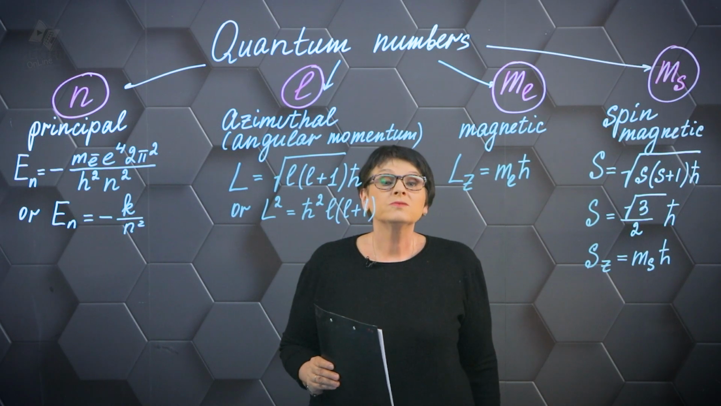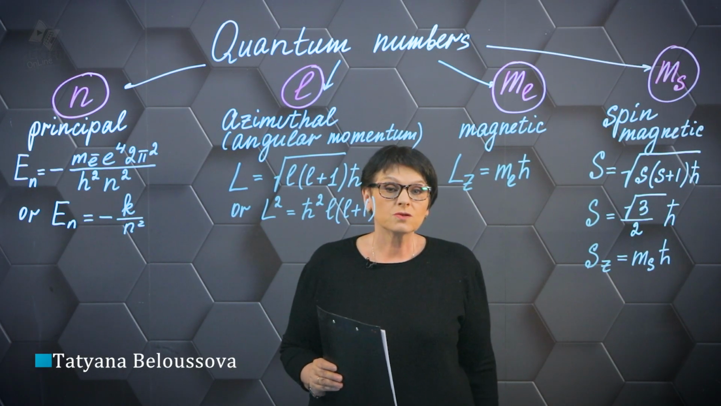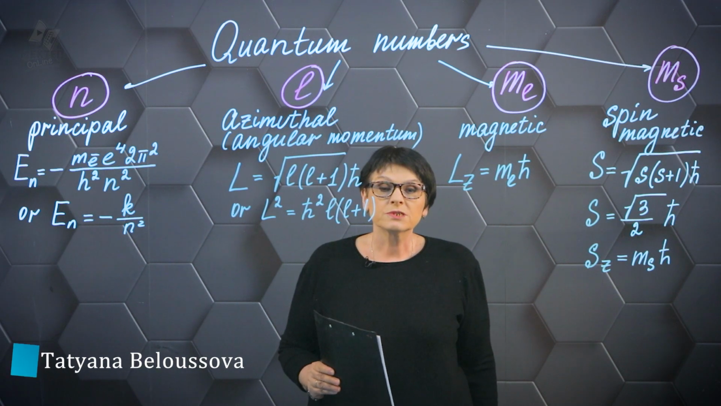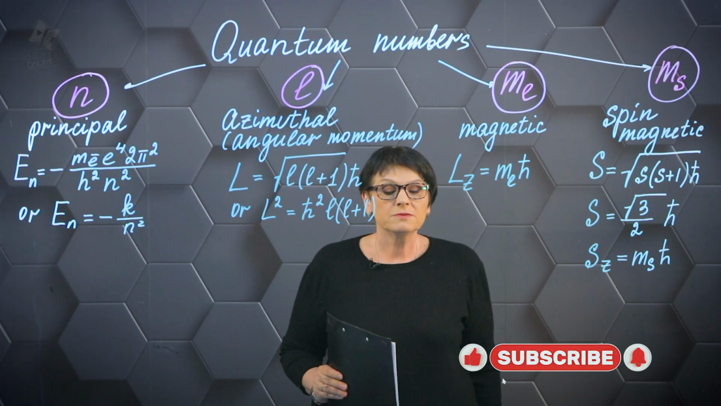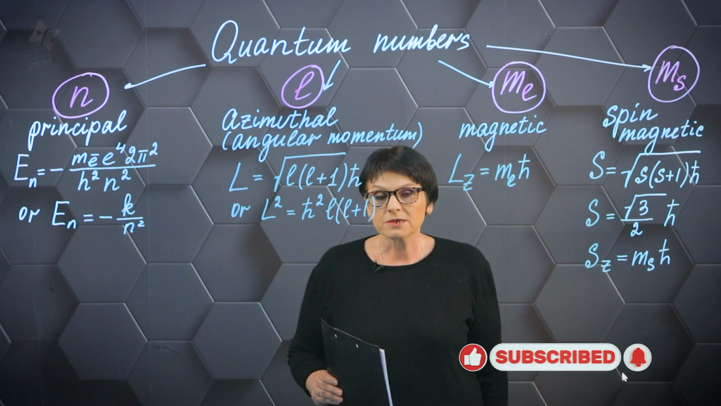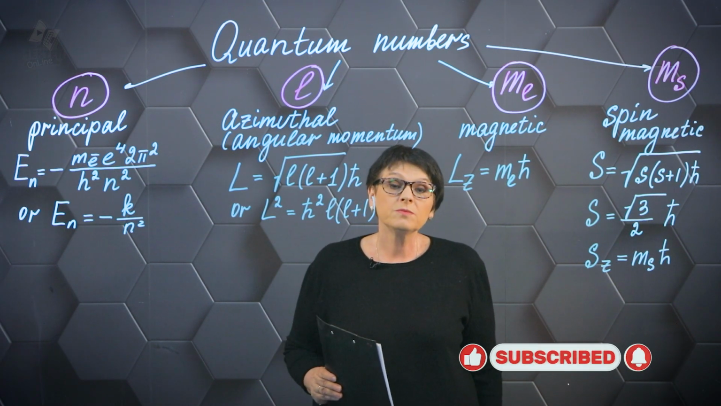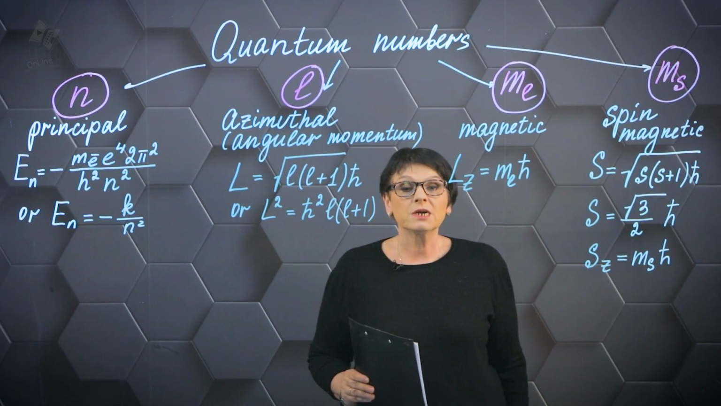Hello, today we will be studying quantum numbers. Quantum numbers are used in chemistry to describe the motion of an electron in an atom. In fact, the motion of electrons is possible with the description of a variety of quantum numbers. But in chemistry, we practically apply exactly 4 quantum numbers, which we will talk about today.